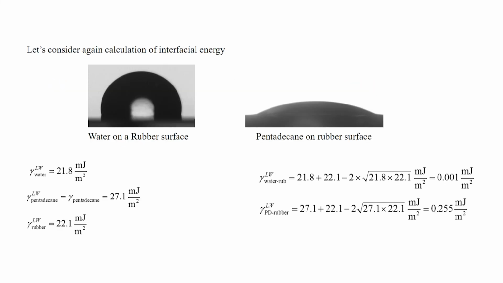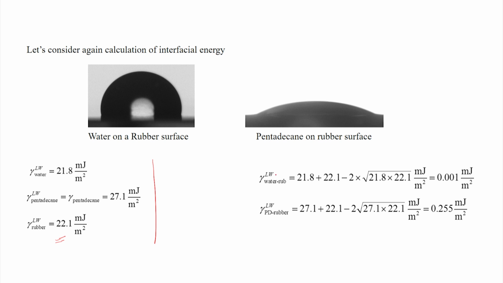Now, let us come back to this particular calculation of interfacial energy. Remember, we are considering only the Lifshitz van der Waals component, the dispersive component. Water has this quantity 21.8 millijoule per meter square, for pentadecane this quantity is 27, and for this particular rubber that we are talking about, it has this LW component of interfacial surface energy as 22.1.